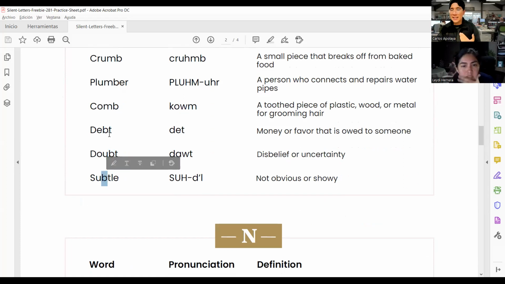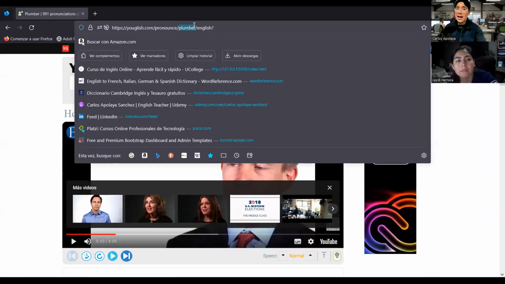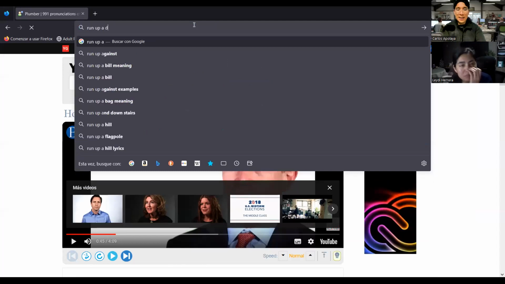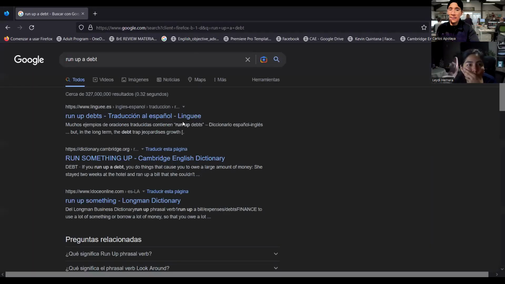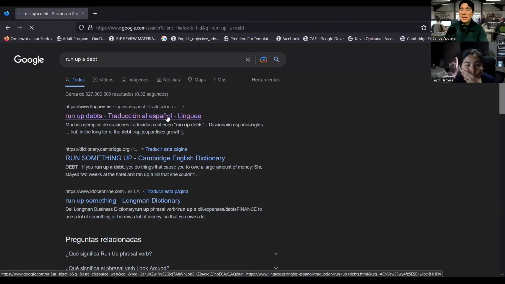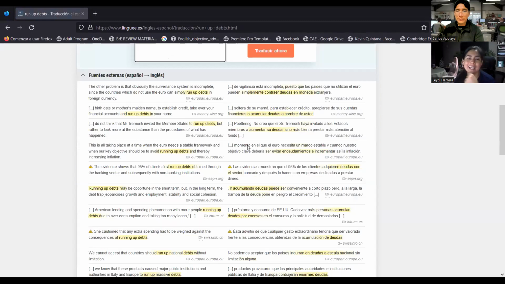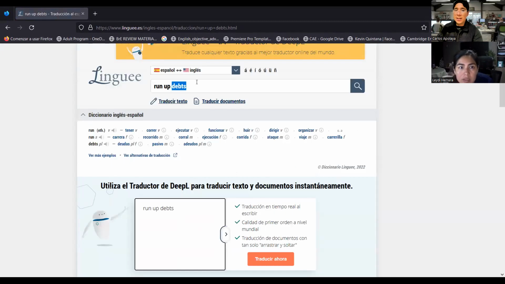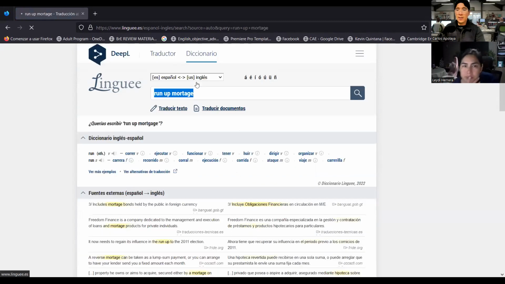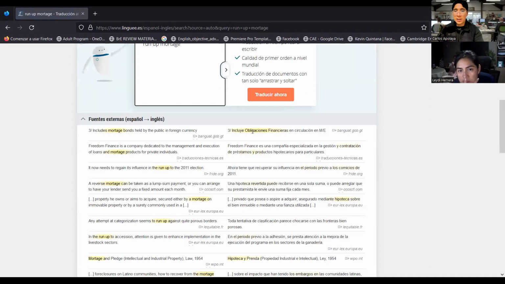Debt. Yes. In American English, we have an expression that we usually use, which is run up a debt. I don't know if we can find this on Google, but we say run up a debt, which means in Spanish, deber una deuda. Contraer deudas. Run up debts. They would say run up a mortgage, which means hipoteca. Contraer una hipoteca.